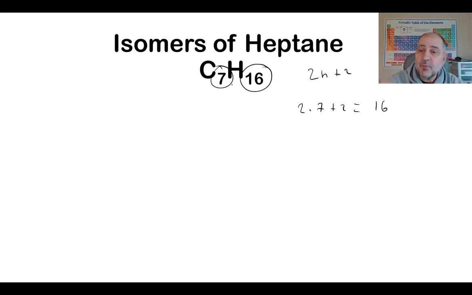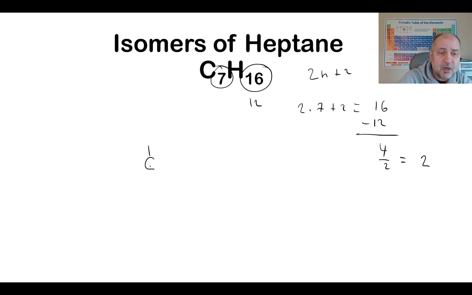This helps us. If this number was, for example, 12, what we would do is subtract 12 from 16. We would get 4, divide that by 2. That means we have 2 degrees of unsaturation. That means we have either 2 double bonds, or a triple bond, or a cycle and a double bond, any combination. So the reason for that is that if you have a completely saturated hydrocarbon, right?